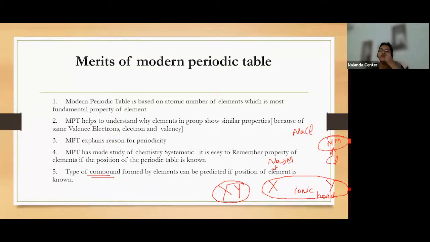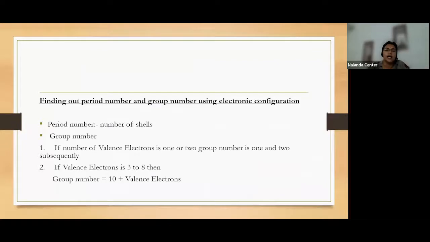What did we understand? We just told that X belongs to the first group and Y belongs to the 17th group. If we are able to tell the position of the elements in the periodic table, we can understand the compound formed by it, the bond formed by it, and properties in many cases. The type of the compound or the properties of the compound can also be predicted. This is what the modern periodic table has made us capable of. Okay, can you take 2 minutes to revise what has been taught till now?